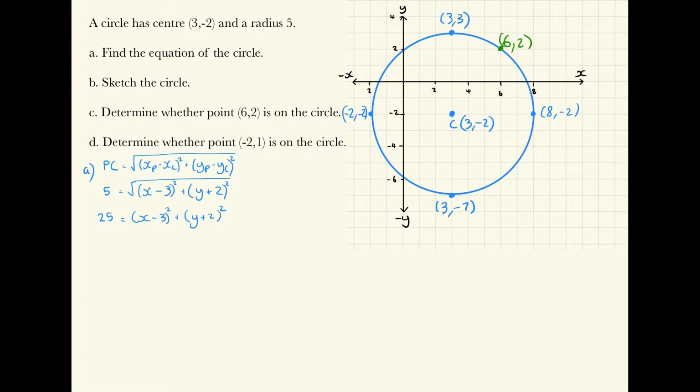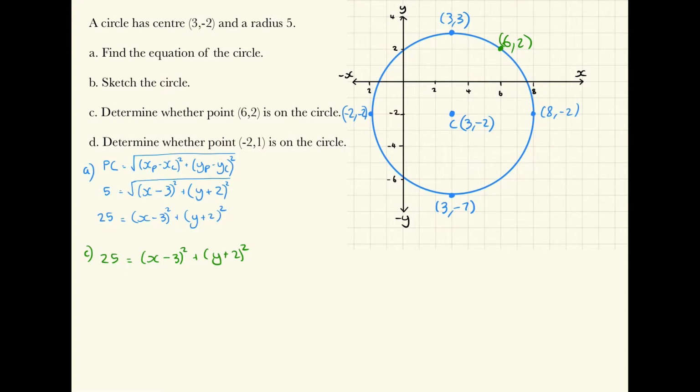So part B we've already done. That was just to sketch the circle, so I've already done that. So part C, let's go ahead and work out whether 6, 2 is on the line. So here we go. Let's go ahead and write our circle's equation. Oh, I apologize. Let's rewrite the proper one. 25, rather, equals x minus 3 squared plus y plus 2 squared.